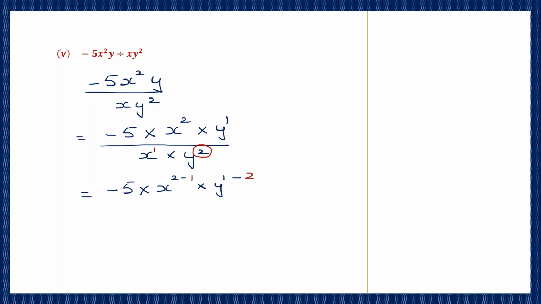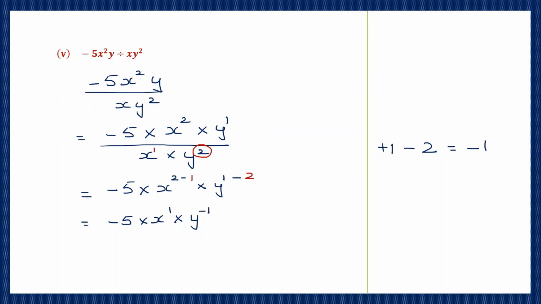1 minus 2. So here we have minus 5 into x to the power of 2 minus 1. 2 minus 1 is 1 into y to the power of 1 minus 2. Now this is different from 2 minus 1. So 1 minus 2, put a plus sign. Now follow the rules. Signs are different. So put the sign of the bigger number and subtract. 2 minus 1 is 1. So here it becomes y to the power of minus 1.